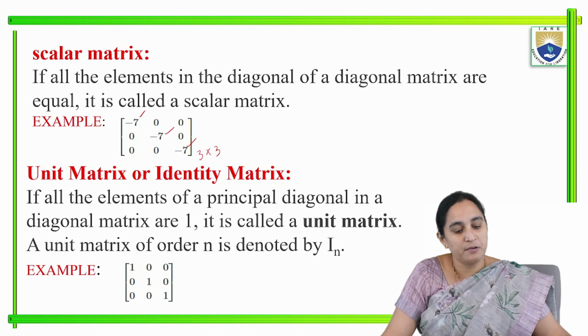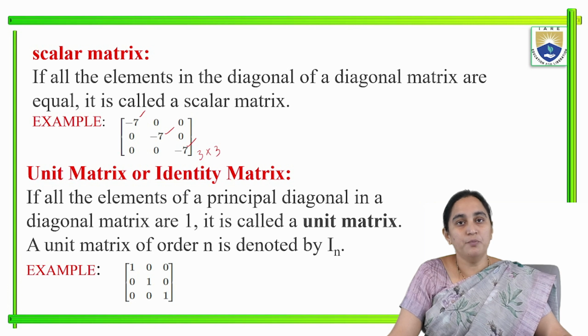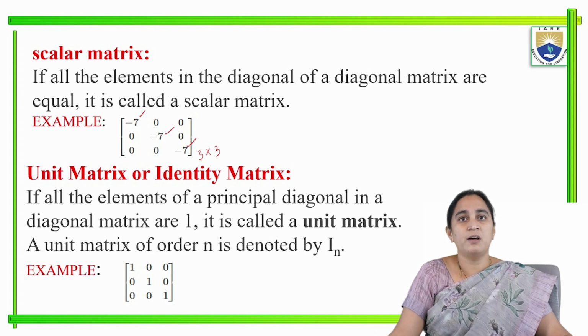Once again I'll repeat this. What's the definition of the unit matrix? Here, except the diagonal elements, the remaining are all zeros. But what is the condition for the diagonal elements? All the diagonal elements are equal to 1. This type of matrix is called a unit matrix, and one more name for it is identity matrix.